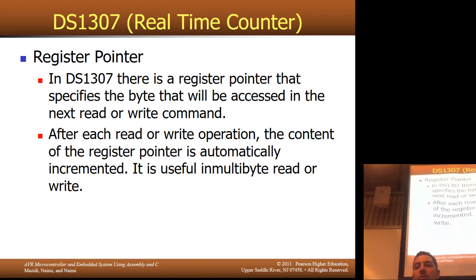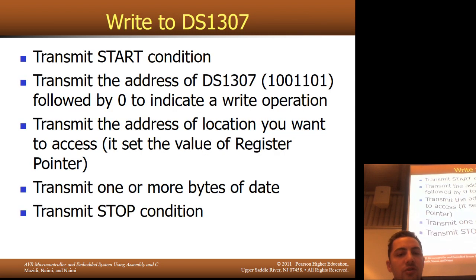So the most basic way of talking to the 1307 is you must first transmit a start condition. You must transmit the address of the 1307. Now that is the address of the 1307, okay? The only way to find that out is to look at the data sheet. And you say a 0 because you want to write to the address pointer. So then you send as a data packet the address.